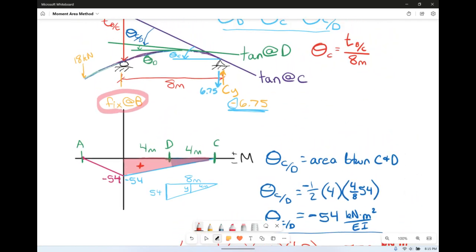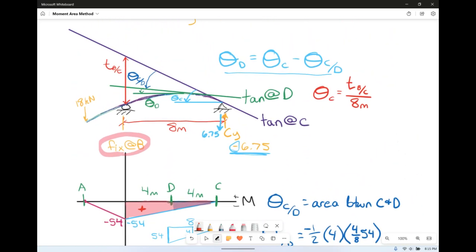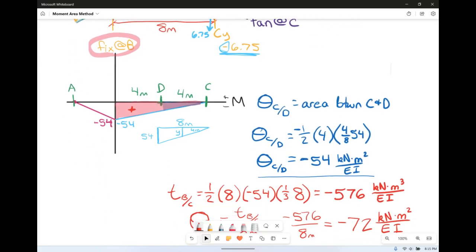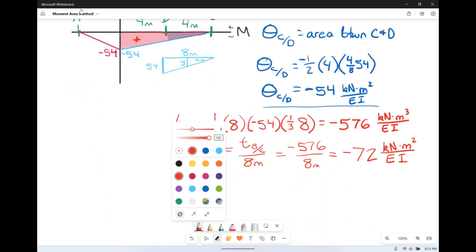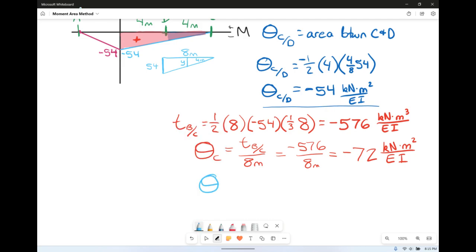So we wanted to find angle of D. So angle of D is equal to angle of C minus angle of C with respect to D. So what we really wanted was angle of D is equal to the angle of C, minus 72, minus the angle of C with respect to D, which was minus 54. So that's going to all turn positive, and we're going to be left with negative 18. Again, kilonewtons meters squared over EI.